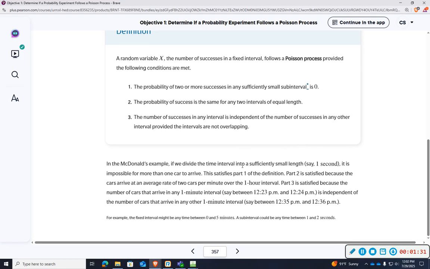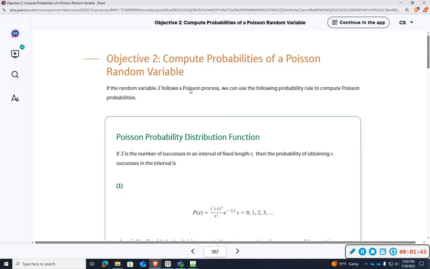Okay, so then they go into a little more detail in the example they're giving you, telling you about cars that show up in the drive-through at a specific time, give you an average rate, and it goes through why it is a Poisson process.